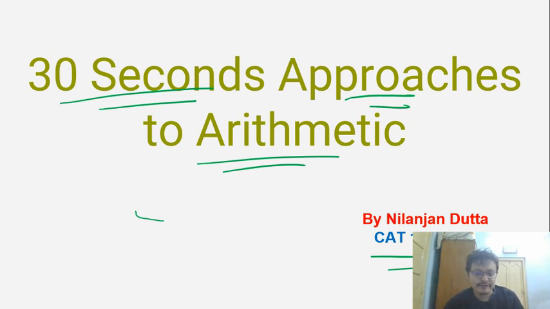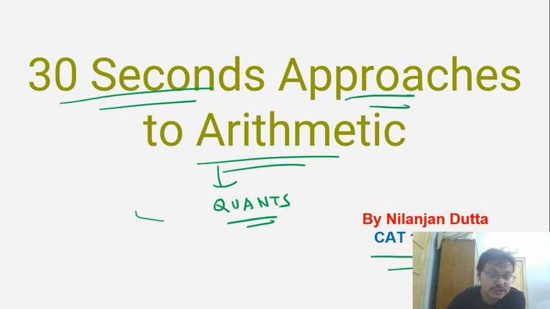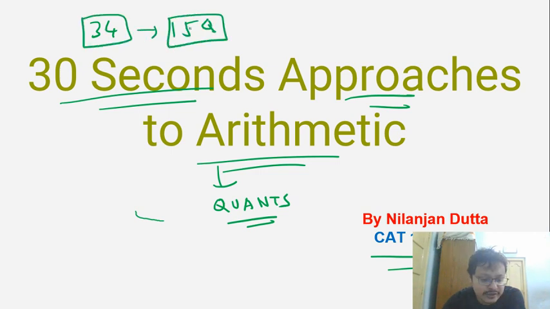And today, for the arithmetic portion, which is probably the most important component of your quant section, we're looking at some marvelous 30-second approaches, how you can solve such questions. Incidentally, if you're aware of my approaches, you would know that in CAT, out of 34 questions, approximately 15 questions can be done using the 30 seconds to 1 minute approaches, and a sample of that is what we'll be seeing in today's session.